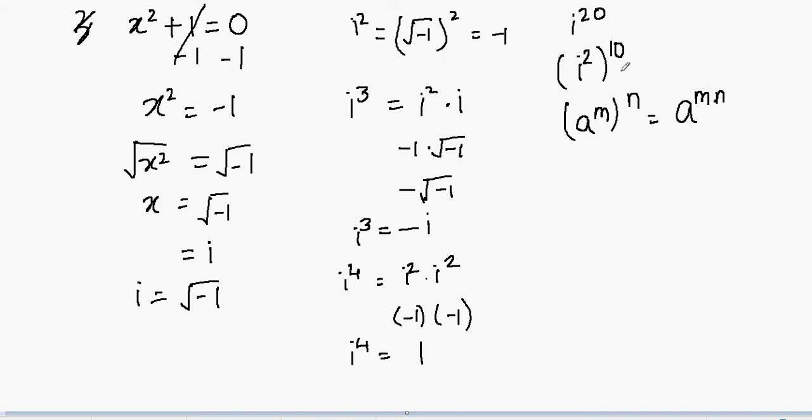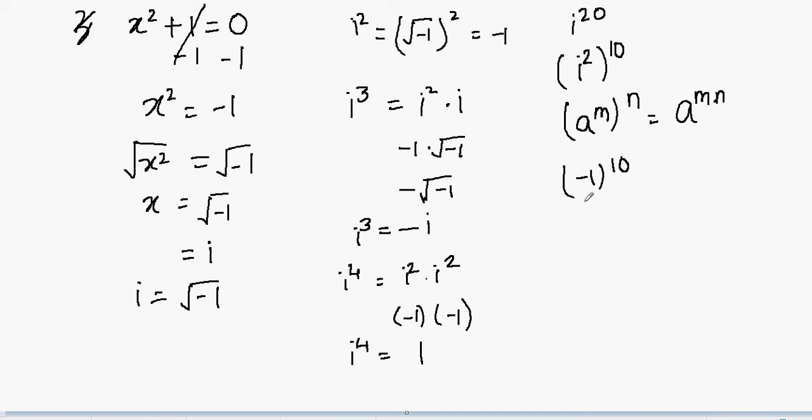So this is just another way of representing it. So i squared, the whole to the power 10, is equal to i to the power 20. So what is the value of i squared? i squared is -1, and this is whole raised to the power 10.